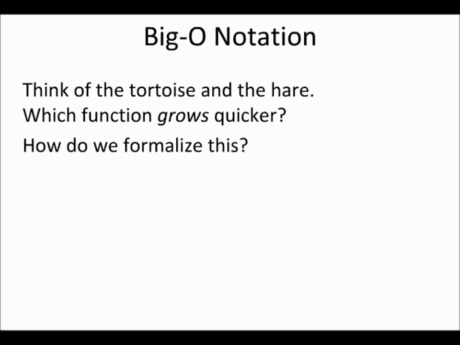Now, how do we formalize this? What condition can we give to be able to assign one function as the hare function, the fast-growing function, and the other function as the slower-moving function? Well, you might say, why don't we say that the hare function will be the function that's greater than or equal to the tortoise function? If you have two functions and one of them is greater than or equal to the other function, we'll call that the hare function.